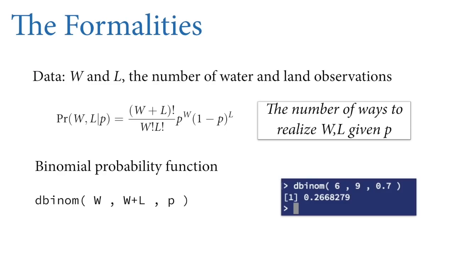Okay, so let's deal with the formalities first. How do we do the notation in this case? We're going to keep going with the globe tossing problem. In the globe tossing problem, there are two kinds of variables. There are data and there's a parameter. Let's think about the data first.